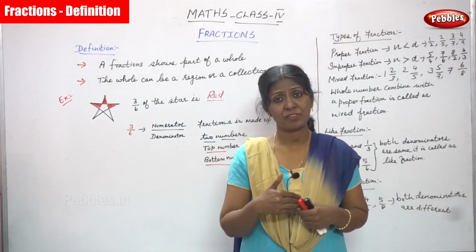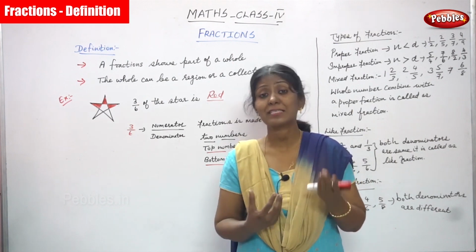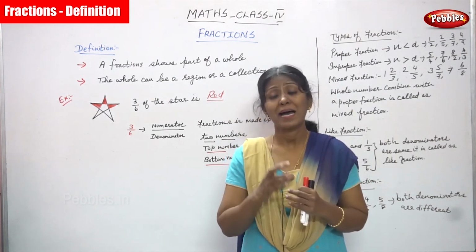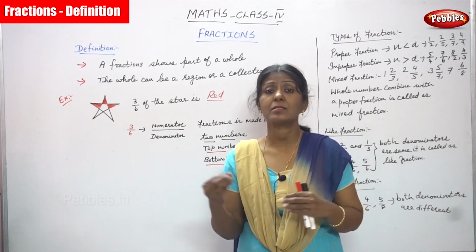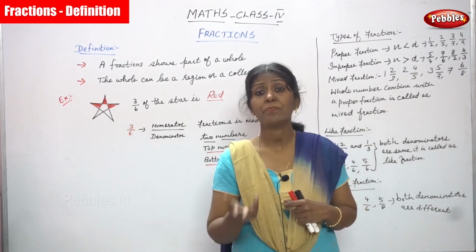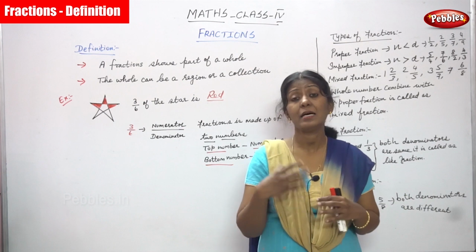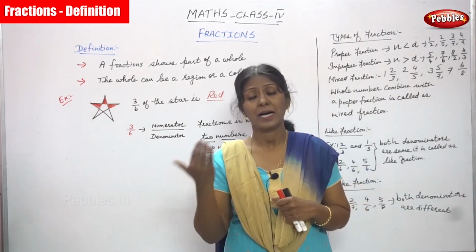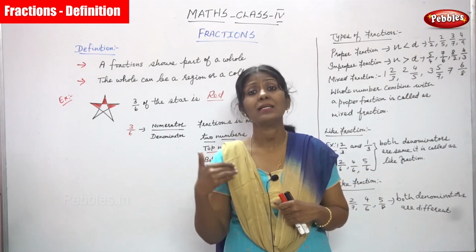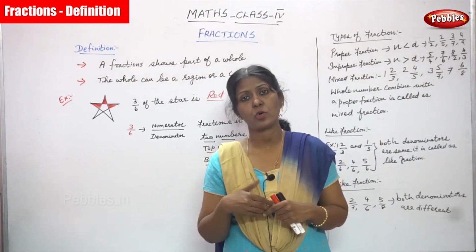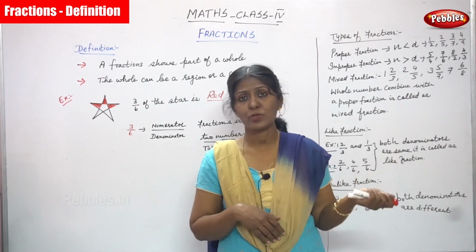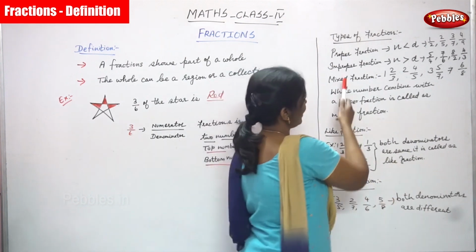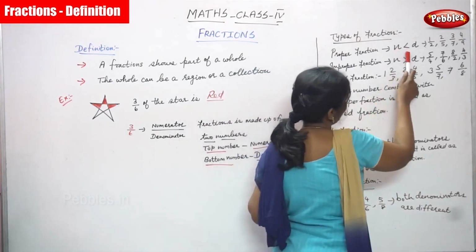The next one is a mixed fraction. It is composed of a whole number and a proper fraction, combined together or mixed, so it is called a mixed fraction. Now we are going to see some examples. Proper fraction: the numerator is always what?